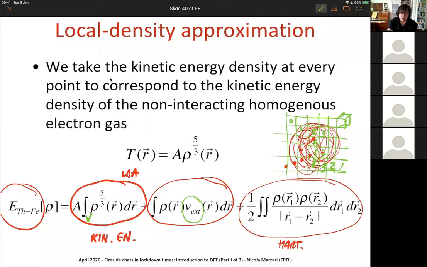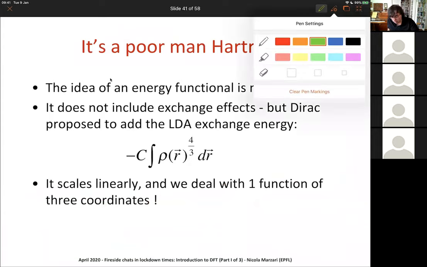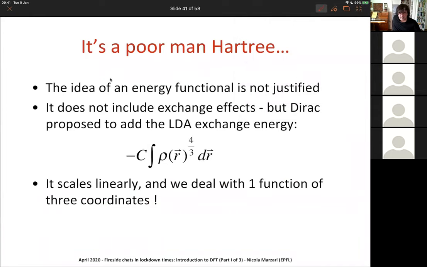Does it work? Well, it's a little bit like Hartree. You see, there is the external, the Hartree. Kinetic energy looks not as good. And in reality, it works even worse than the Hartree approach. What is good is that it's, as I said, inexpensive. It introduced the concept of depending on the charge density.